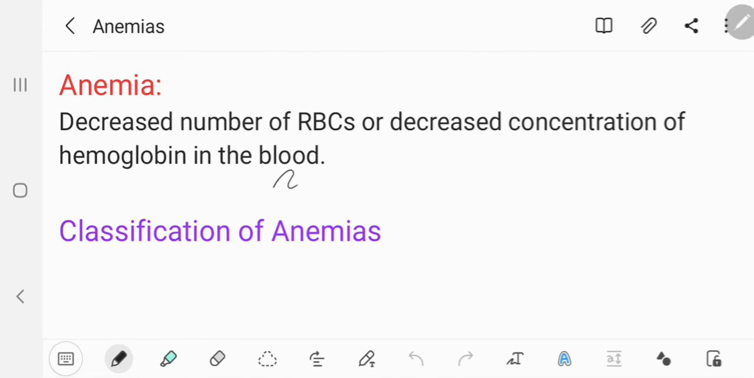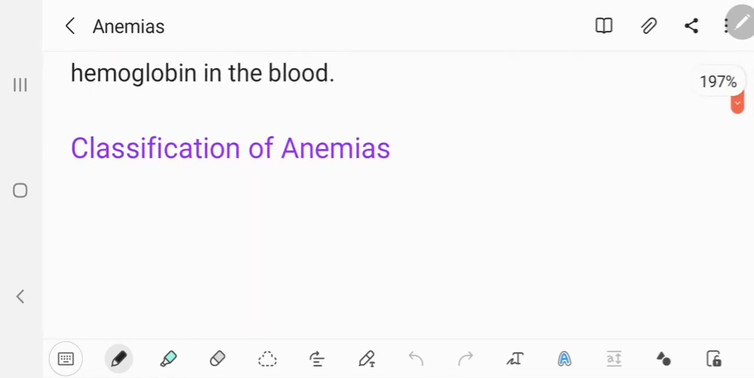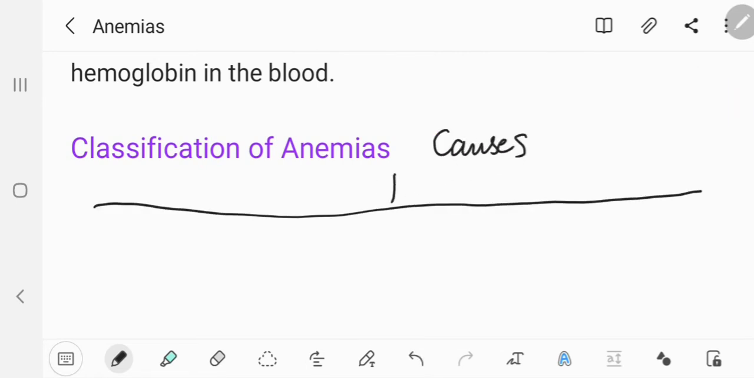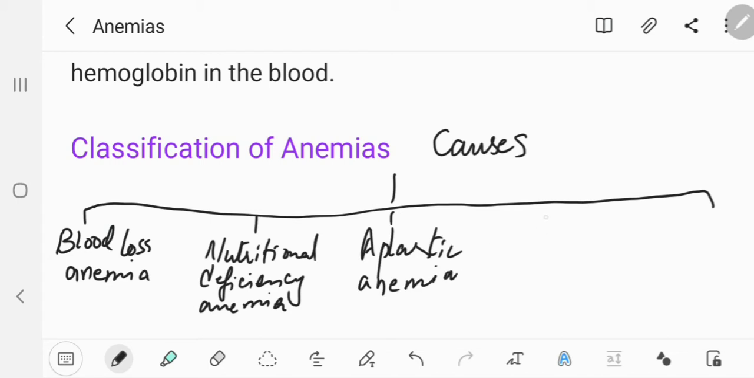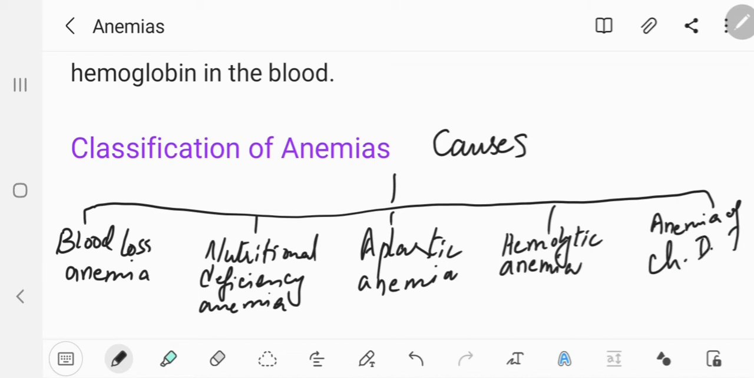Now, what is anemia? Anemia is the decreased number of RBCs and decreased value of hemoglobin. Now let's classify anemia into different types. It can be divided according to its cause into blood loss anemia, then nutritional deficiency anemia, then aplastic anemia, then hemolytic anemia, and lastly, anemia due to chronic diseases.